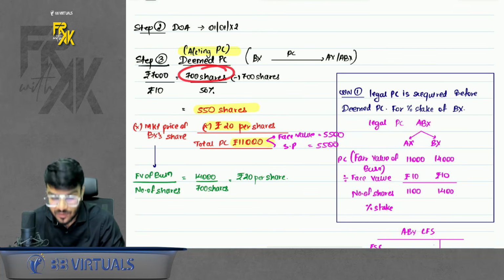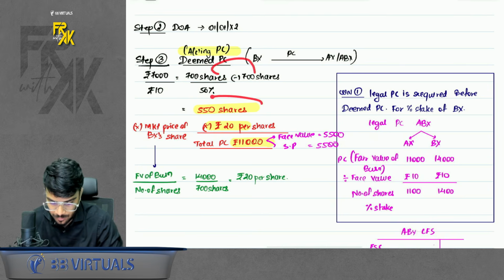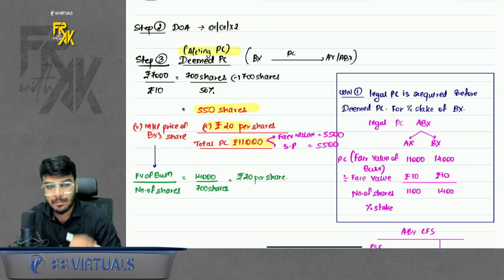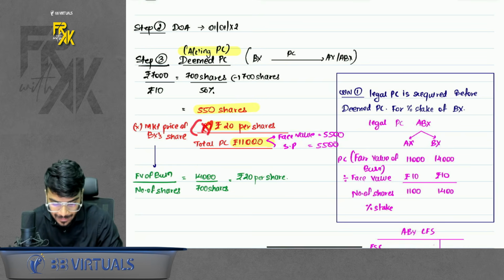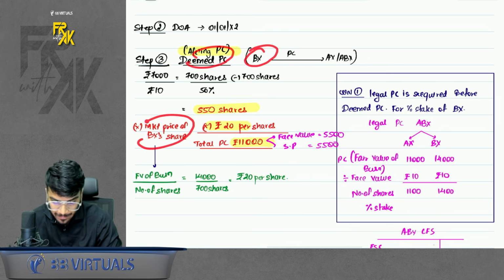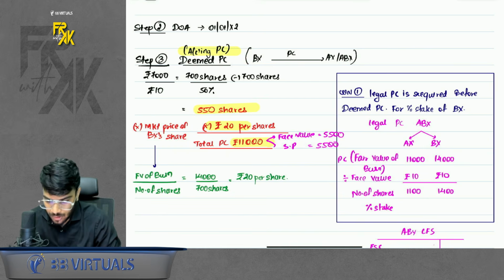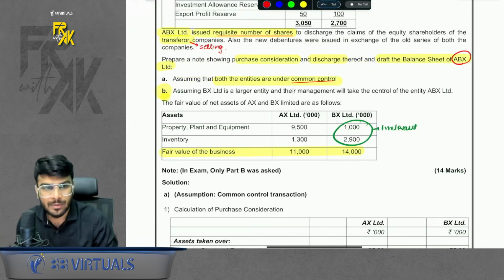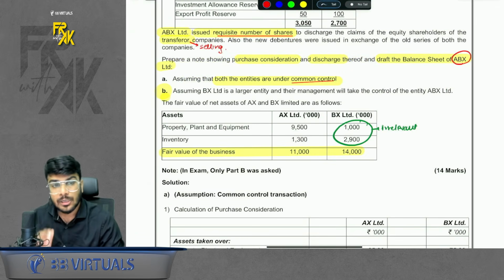Take the opening shares of BX, divide by the stake to be maintained, 56%, minus the opening again, you will get the number of shares. Then one more important thing, we will multiply by the market price of BX, because deemed PC is being given by BX. The market price of BX is not given here. So you will normally say, sir, take face value only. Face value, market price same. No, you can find the market price.